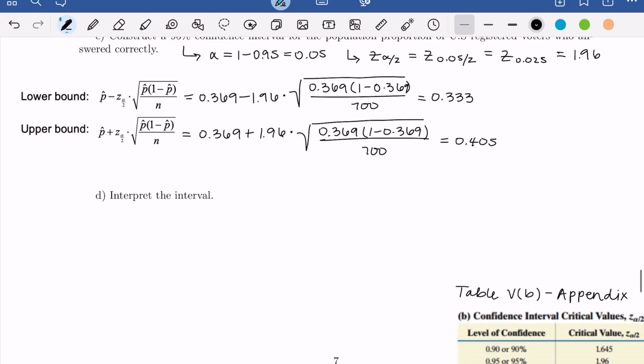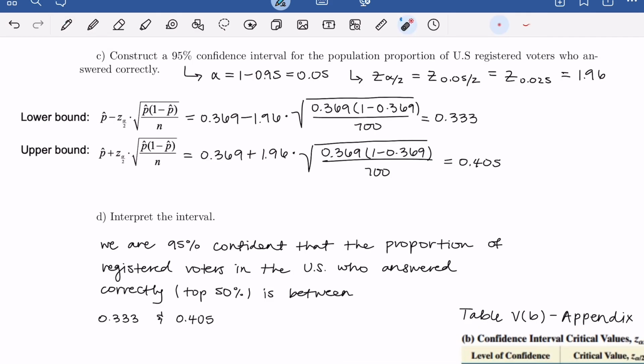And for part D, we want to interpret this interval. So we constructed a 95% confidence interval. So this means we are 95% confident that the proportion of registered voters in the US who answered correctly, so they answered that fourth graders are in the top 50%, is between 0.333 and 0.405.